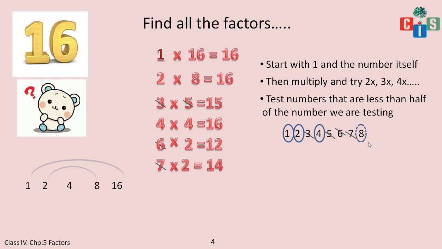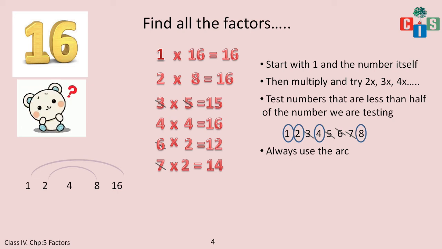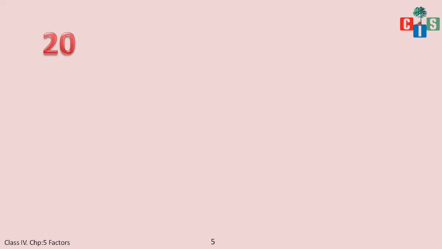And 8 we have already checked. See, 2 multiplied by 8 is 16, so 8 multiplied by 2 will also be 16. So 8 we have written as a factor, and 16 is the number itself. So here we are with all the possible factors of 16. The last thing you have to remember is to use an arc. Always use the arc to avoid confusion. Fine. Now let's move on to the next example, that is 20.